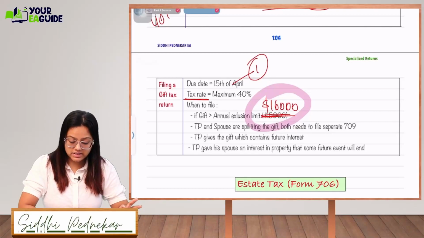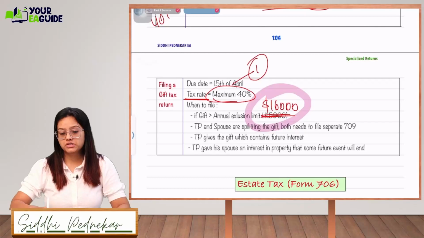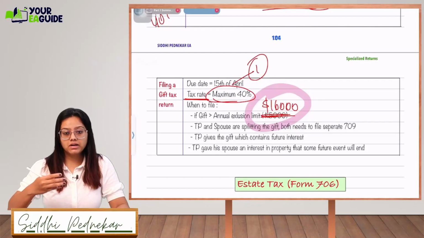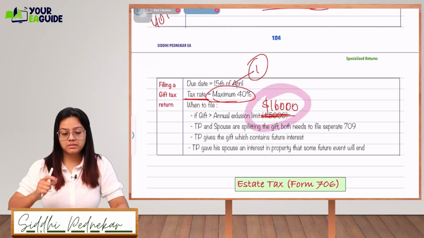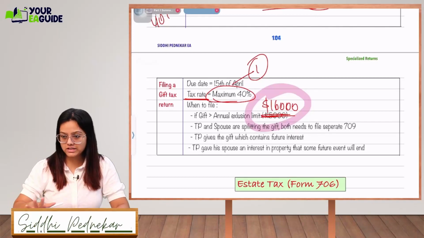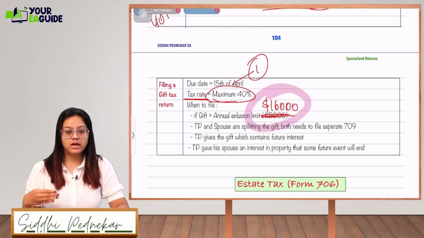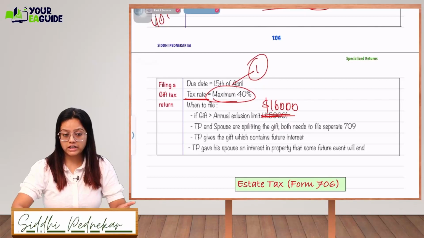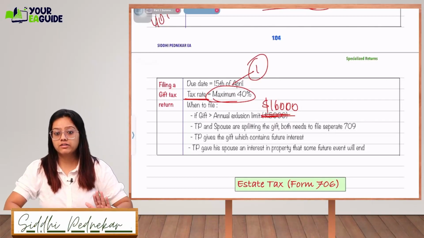Okay. Next, the tax rate is maximum 40%. As I mentioned, maximum 40%. It can be reduced also depending on your slab rates, but the maximum you have to remember is 40%. They will not ask you the tax rate. If the gift is more than the annual exclusion limit of 16,000, then you will have to file a gift tax return. Right now, we are understanding when you need to file a gift tax return.